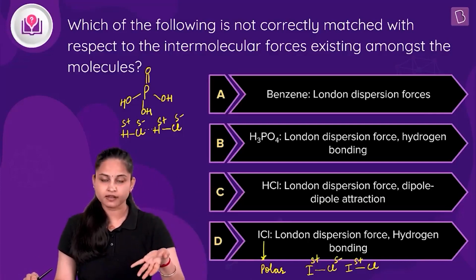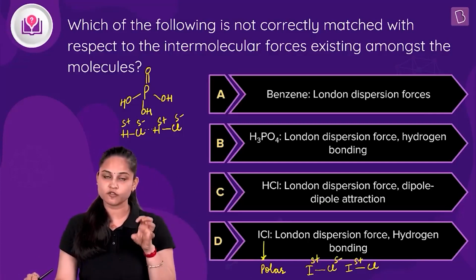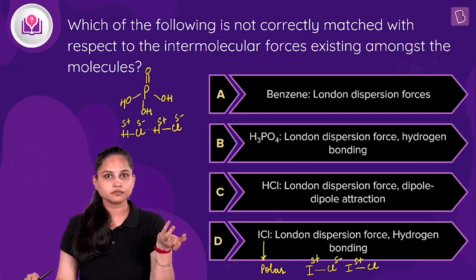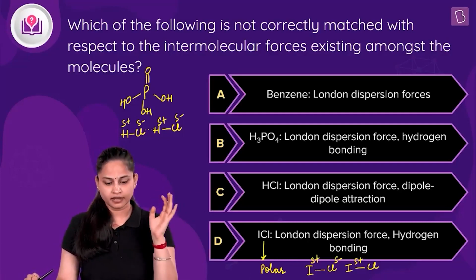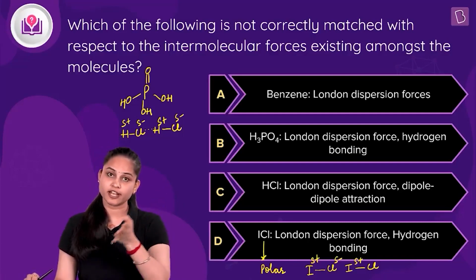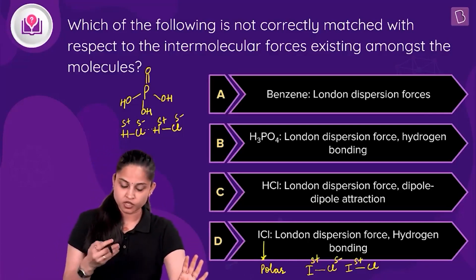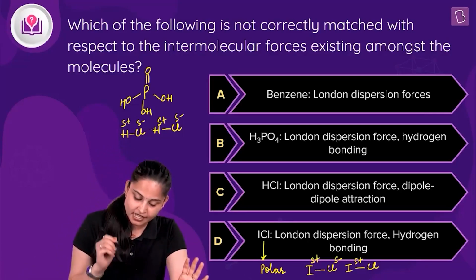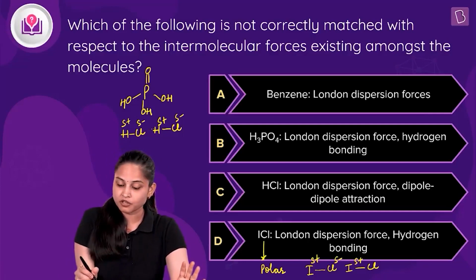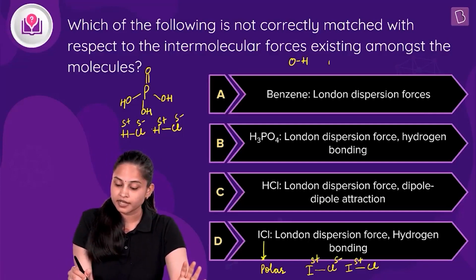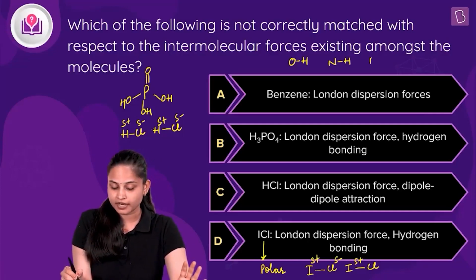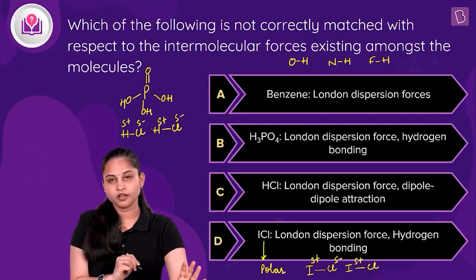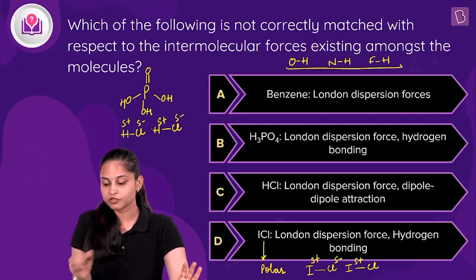And we can say that in the molecules where we find OH bond, NH bond, FH bond, they do have hydrogen bonding. So in HCl, we cannot say that it is having hydrogen bonding, because we want the molecules having OH bond, NH bond, and FH bond. So they will be having hydrogen bonding.